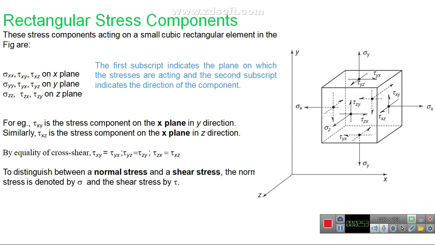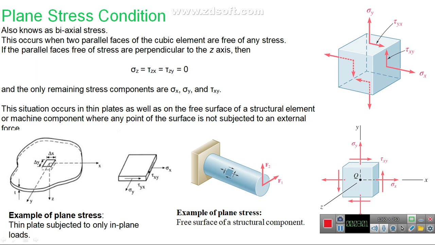Okay. Now we will try to understand about the plane stress conditions. Plane stress conditions are also known as biaxial stress conditions. This usually occurs when 2 parallel faces of the cubic element are free of any stress, as in the case of thin plates. Consider the lamina as illustrated in the figure. The parallel faces free of stress are perpendicular to the z-axis, then the stress components sigma z, tau zx, and tau zy vanish, and what is left behind is sigma x, sigma y, and tau xy. Obviously tau yx is equal to tau xy.